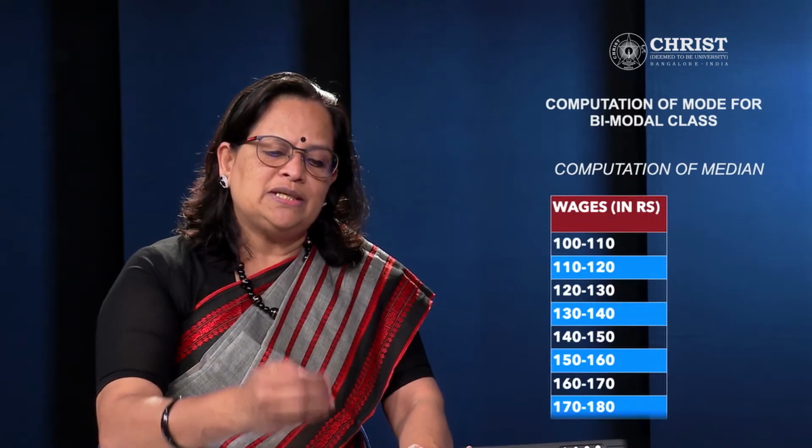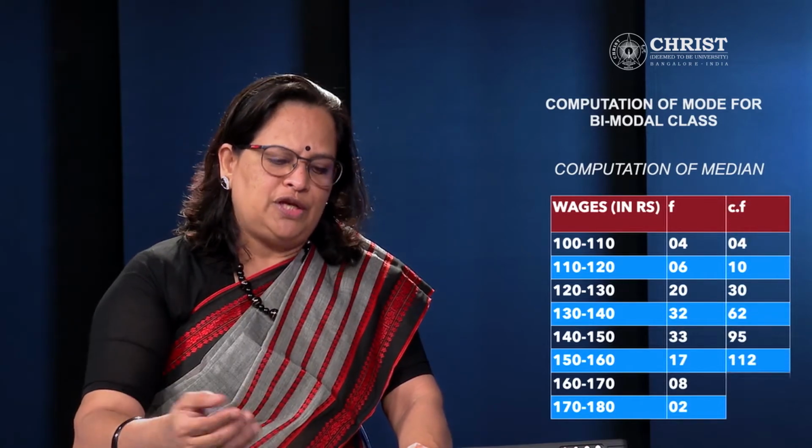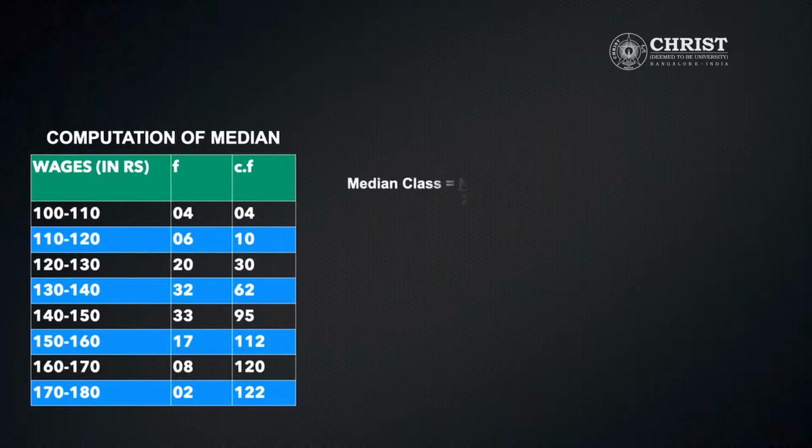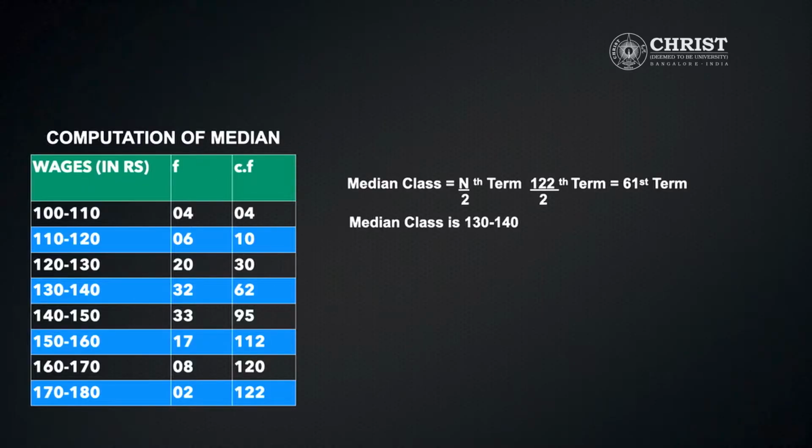Now we have to compute the median value. For the median, you write wages, the second column is frequency, and next is cumulative frequency, which is adding the frequency values. So 122 is the total frequency. The median class is n by 2, that is the total frequency divided by 2. So 122 divided by 2 is the 61st term. Now you have to check where 61 appears in the cumulative frequency. Whichever class is against cumulative frequency 61 or more than that will be the median class. When you check, you will see that 130 to 140 is the median class.